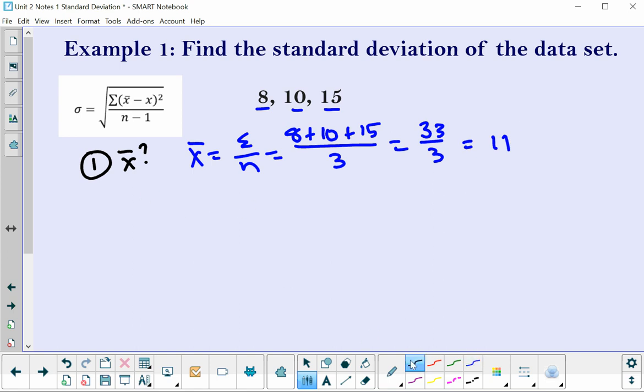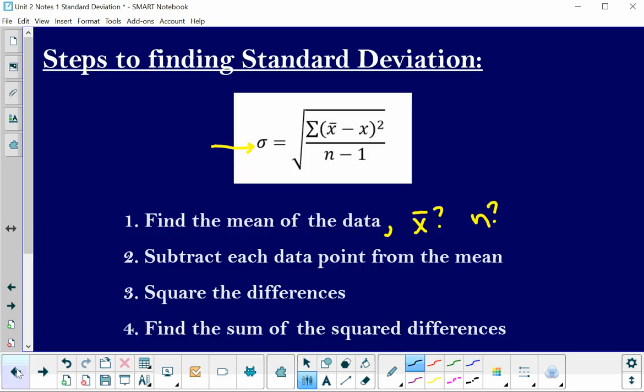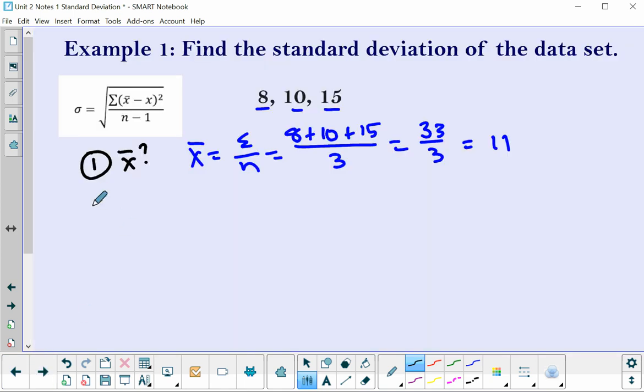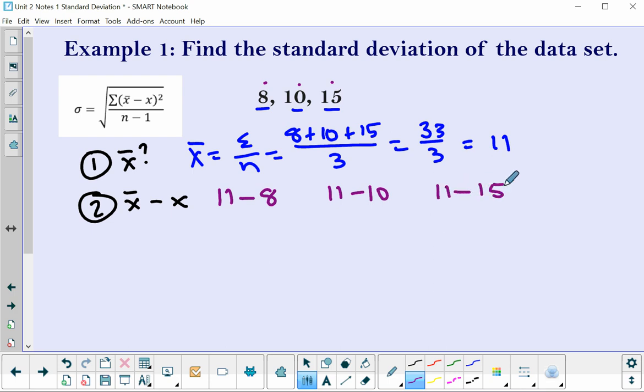Okay. Then the next thing that I'm going to do, if I go back to that step-by-step process, is subtract each data point from the mean. So I'm going to take the mean minus the data. I have 3 data points here, so my n is equal to 3. I need to take the mean minus 8, the mean minus 10, and the mean minus 15.